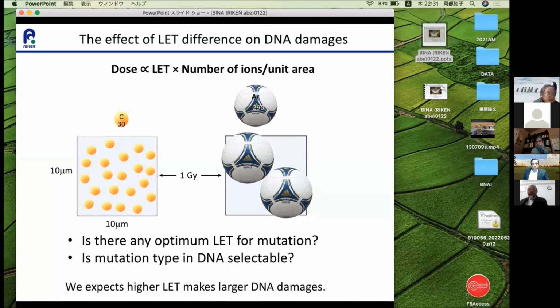This brings us to new research topics. Is there any optimal LET for mutation? Is a mutation type in DNA selectable?